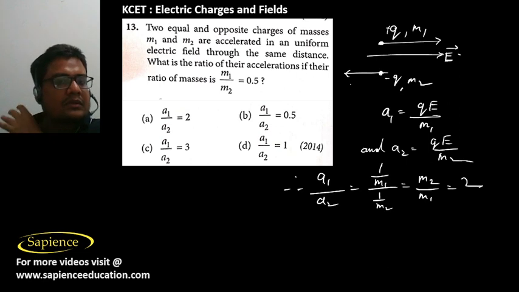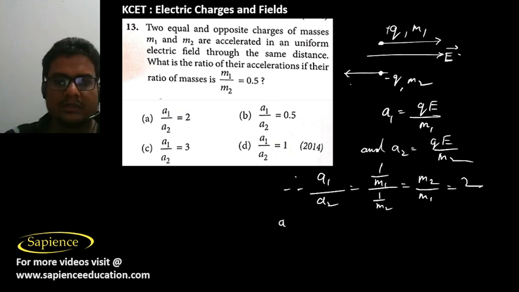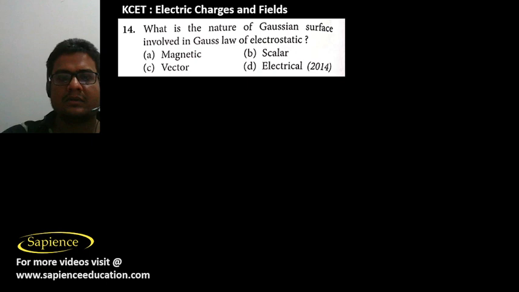A1 by A2, that is equal to, option A is the correct answer. Then what is the nature of the Gaussian surface involved in the Gauss law?